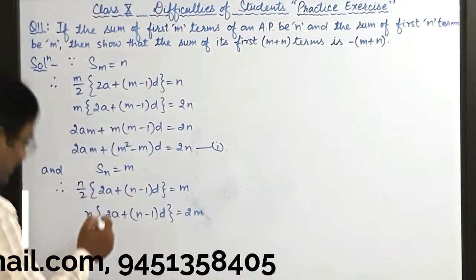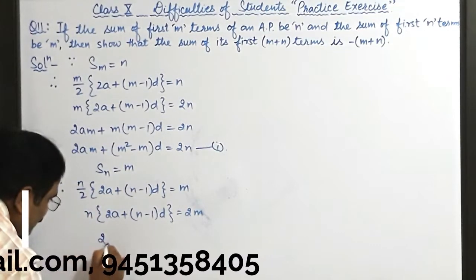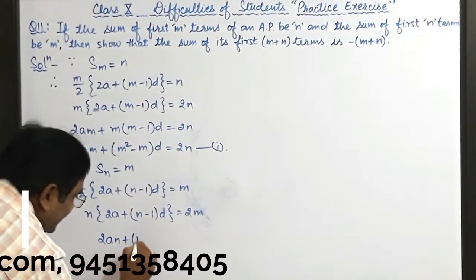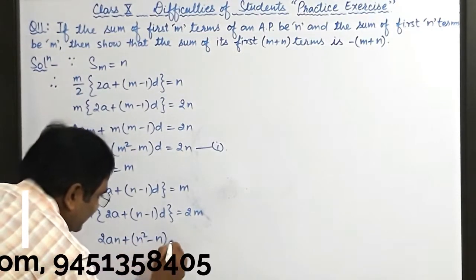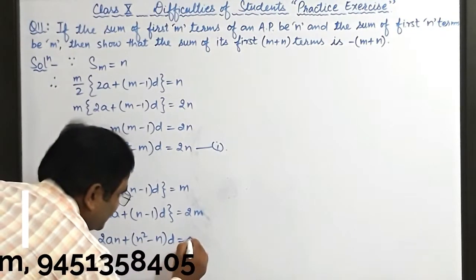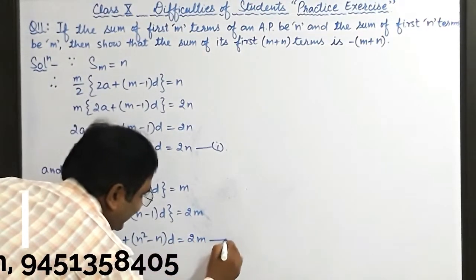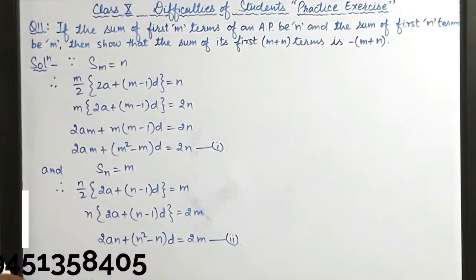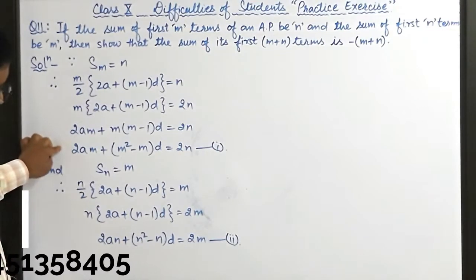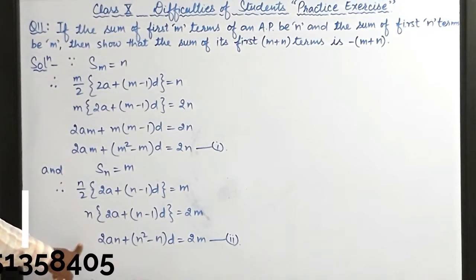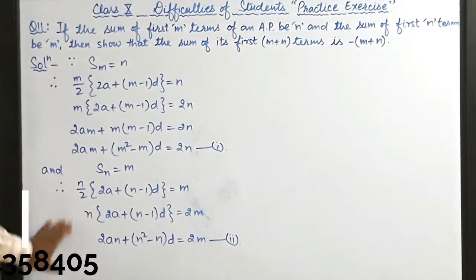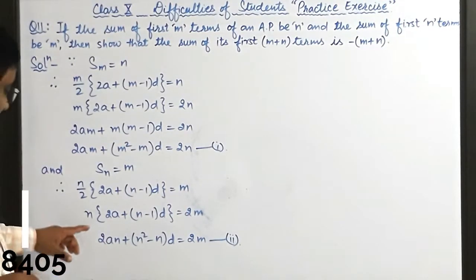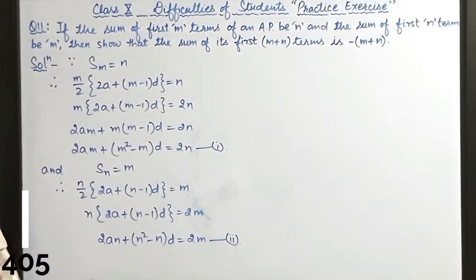अभी n से multiply करेंगे, we will get 2an plus n square minus n into d is equals to 2m. Say it is equation number 2. Right? ये आपका first equation, this is your second equation. Now we have to solve these two equations. और कैसे solve करेंगे? Subtract equation second from equation first.